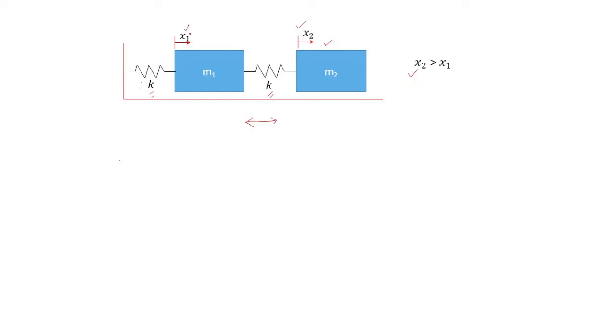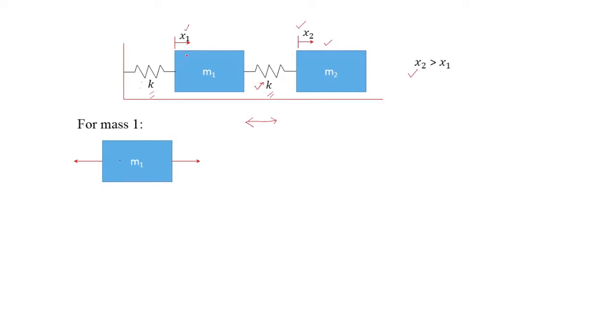Okay, so now we will do force balance analysis for mass m1 as well as m2. So let's start with mass m1. This mass m1 is subjected to two different forces in two different directions. The force on the left hand side is because of this spring, whereas the force on the right hand side is due to the force exerted by this particular spring, right?